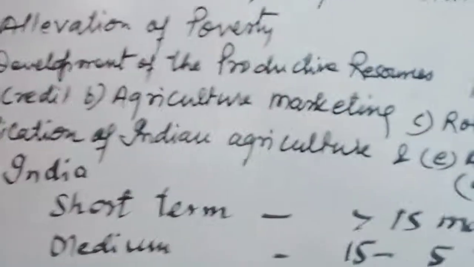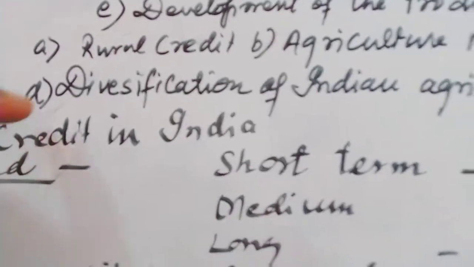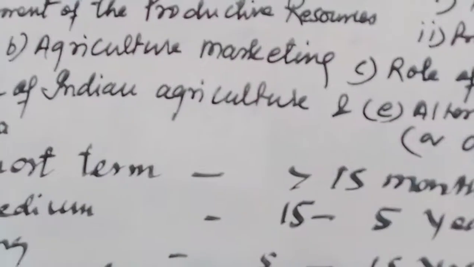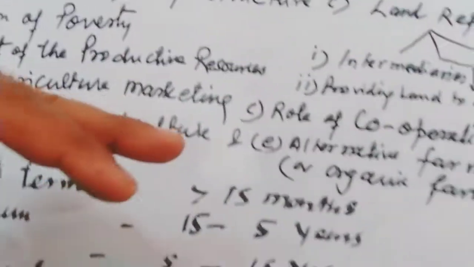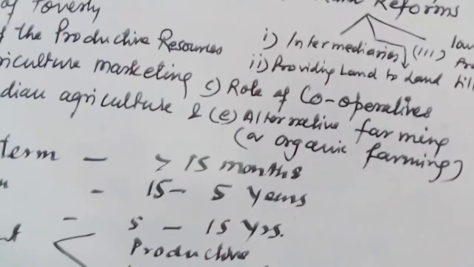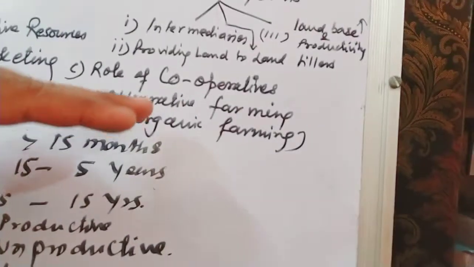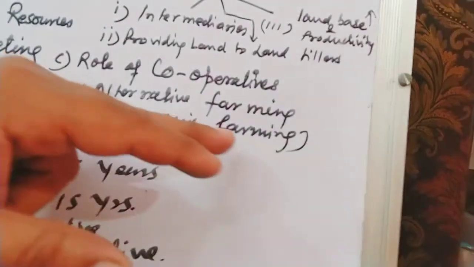And the third one is the role of cooperatives. Cooperative sectors are there, and their role is very important, because they have more access to the rural population. And the fourth one is the diversification of Indian agriculture, means various types of crops need to be grown, so that they can better utilize the soil and harness the climatic conditions also. The fifth one is alternative farming, that is organic farming. Nowadays it's very much required.